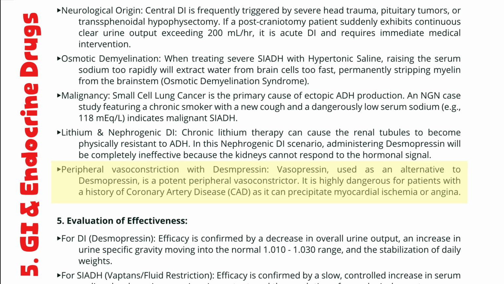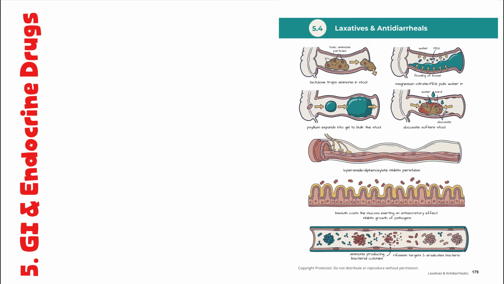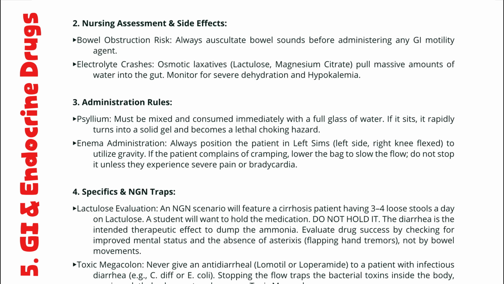For evaluation, in DI, you want decreasing urine output and a normalizing urine-specific gravity. In SIADH, you want a rising sodium and resolving neurological symptoms. Laxatives speed the belt up, antidiarrheals slow it down, but the highest yield concept here isn't ordinary constipation. It's liver failure. Lactulose traps ammonia in the stool and physically drags it out of the body. Always auscultate bowel sounds before giving anything in this category. Osmotic laxatives carry a real dehydration and hypokalemia risk.